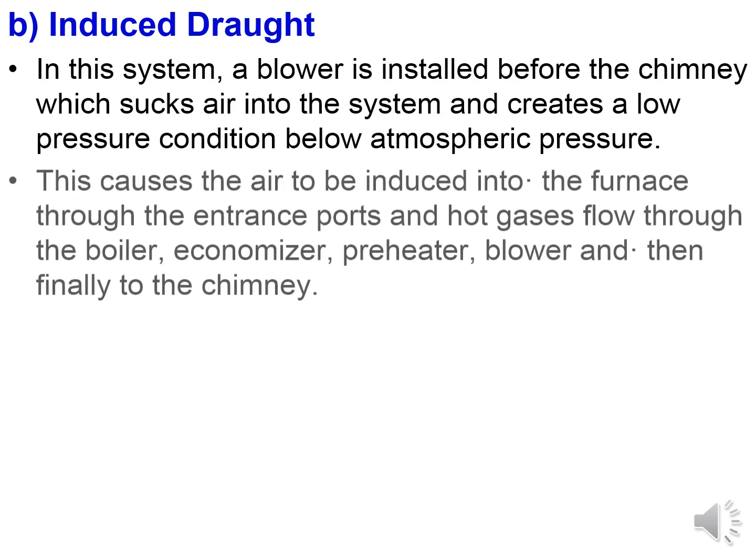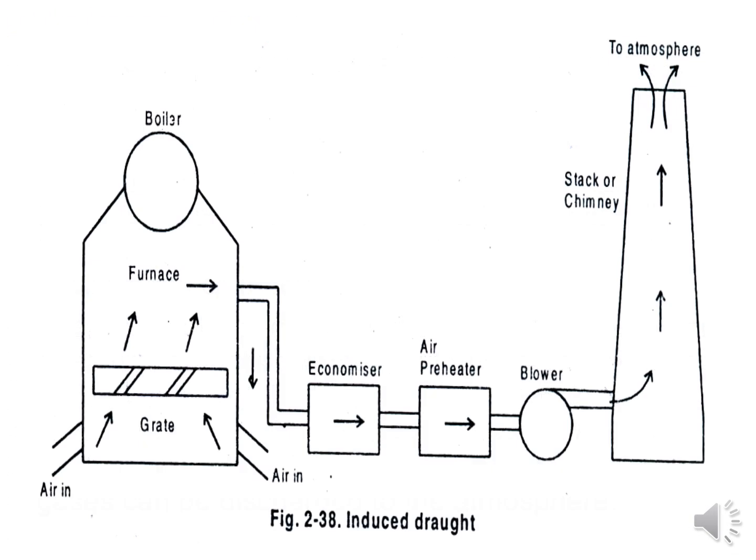Induced draft. Here, previously we were forcing the air using an FD fan, but here we are using a blower, that is an induced draft fan. We are using that in between the air preheater and chimney. So the natural air is sucked and passed through the furnace, economizer and air preheater, and later it is taken to the atmosphere. So this is induced draft.